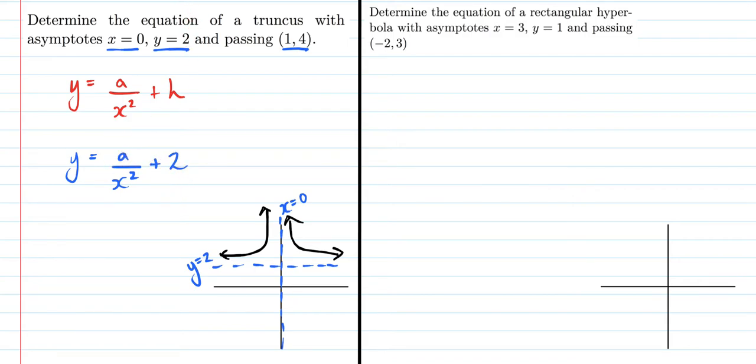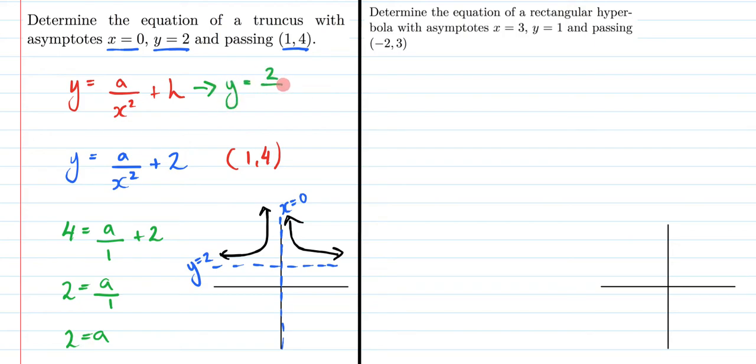I need to still solve what this a is, so I'm going to sub in the point 1 and 4. So 1 and 4 will be 4 equals a over 1 squared is 1 plus 2, minus 2 from both sides will be 2 equals a over 1. I don't have to actually write that over 1, it's just going to be 2 equals a. Therefore, if I was to write out my full solution to this, it's going to be y equals 2 over x squared plus 2. And that would be my final answer.